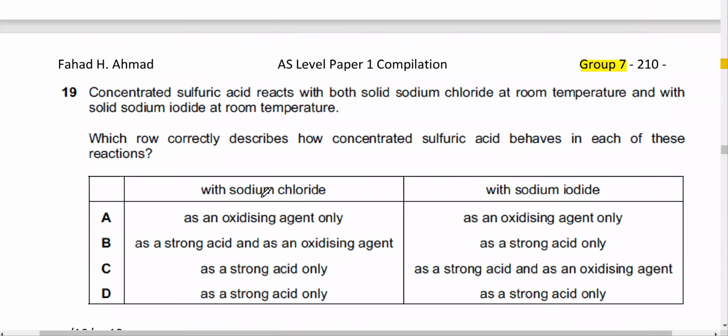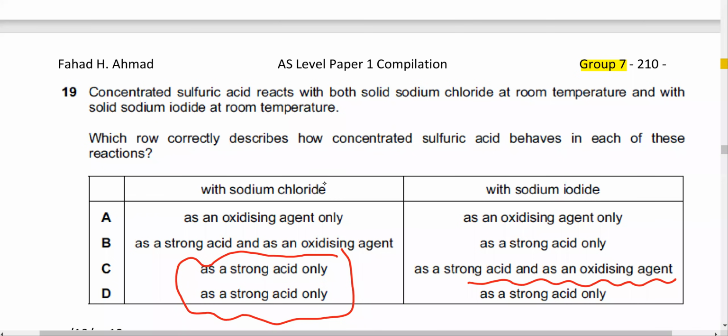The next question is the same question. He's saying, which option correctly describes how sulfuric acid behaves in each of the reactions? So the first one is clear. With sodium chloride, it's only acting as an acid. There's no redox reaction happening. And the second one is with sodium iodide. He's asking, would it behave as a strong acid only, or as a strong acid and an oxidizing agent? So it's going to be this one.